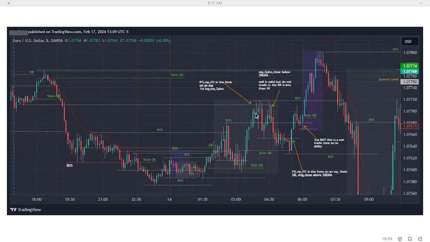So we have a fake out in the form of an M pattern, and the same thing also on the second leg. So we have valid sells, but the trade I won't take it mainly because the risk to reward is less than 1, because the first take profit will be here at the 5-minute order block.